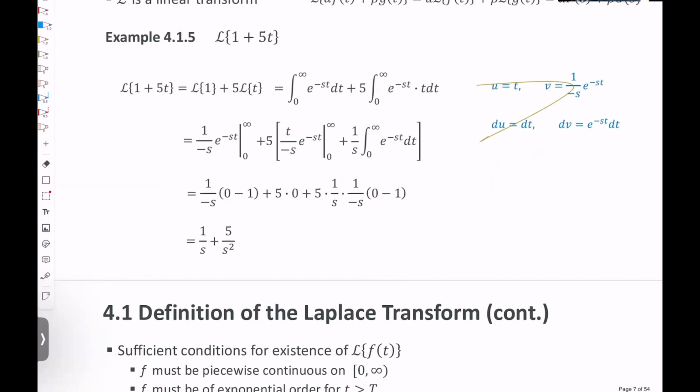So we have 1 plus 5t, we end up getting 1 over s plus 5 over s squared. You take the Laplace transform of t, we have 1 over s squared. So 5 times 1 over s squared, which is 5 over s squared. Let's do this. The definition of the Laplace transform is this.